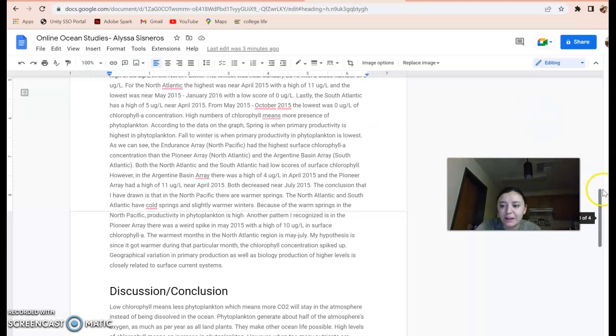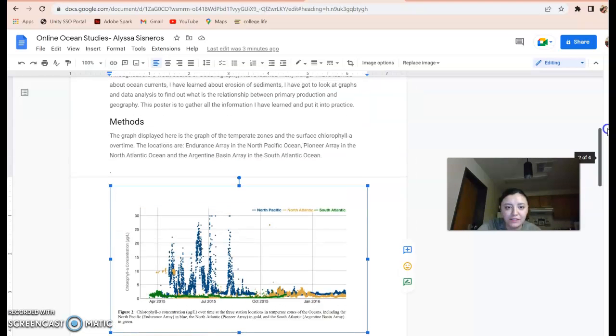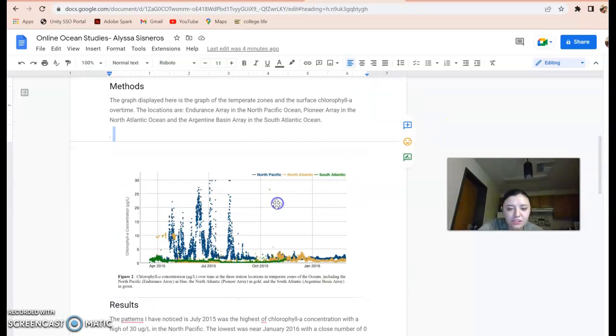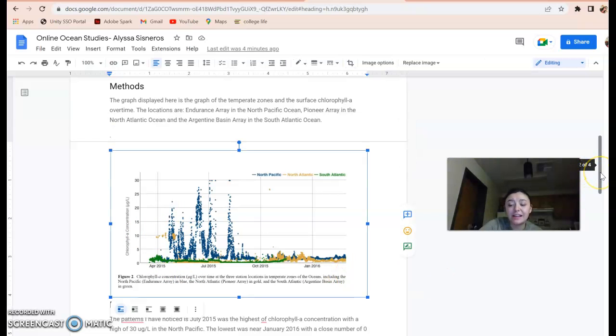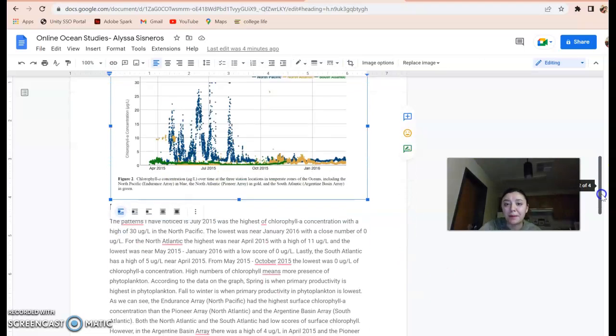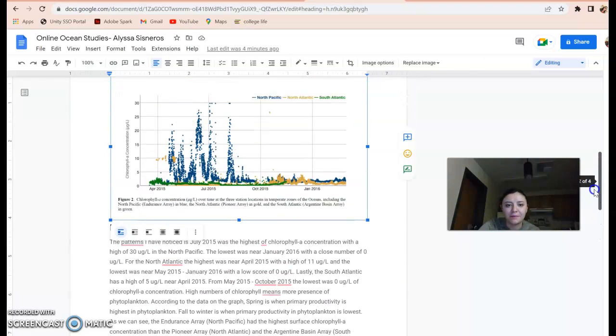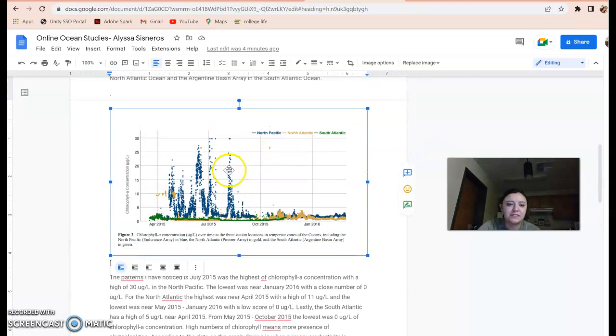So let's look at that weird pattern that I have noticed. So we said in the North Atlantic there was a weird spike. Do y'all see that? The weird spike near 10, near April? That is the weird spike that I have noticed, and I just wanted to let y'all know what other patterns I have noticed and not just a common pattern such as the North Pacific, because we can obviously see that. However, I just wanted to discuss that North Atlantic pattern.